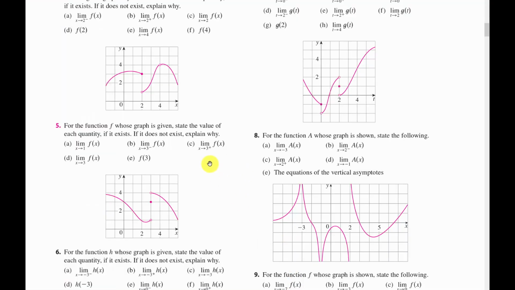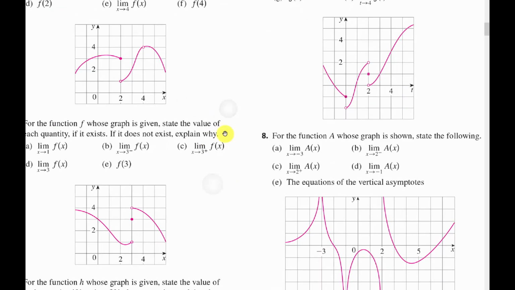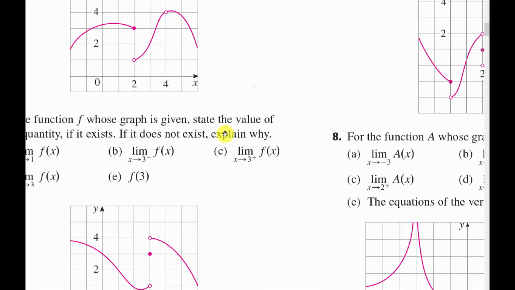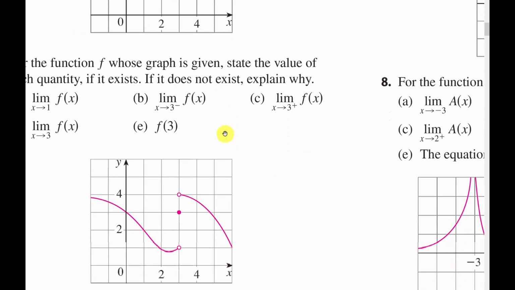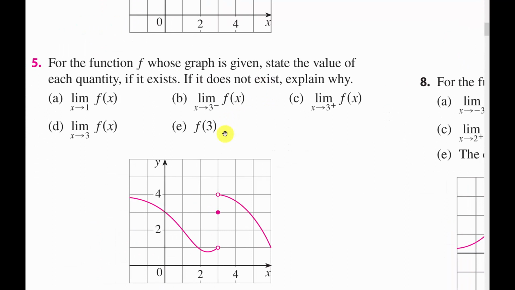As I said, this is from the calculus book, the 8th edition by James Stewart. We're going to solve question number 5. It says, for a function f whose graph is given, so it has given us the graph, which is this one, and it says to see whether the limit exists.